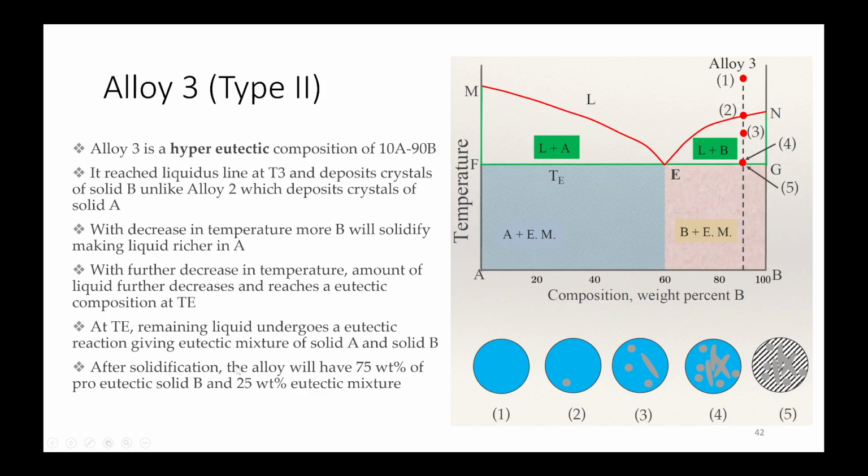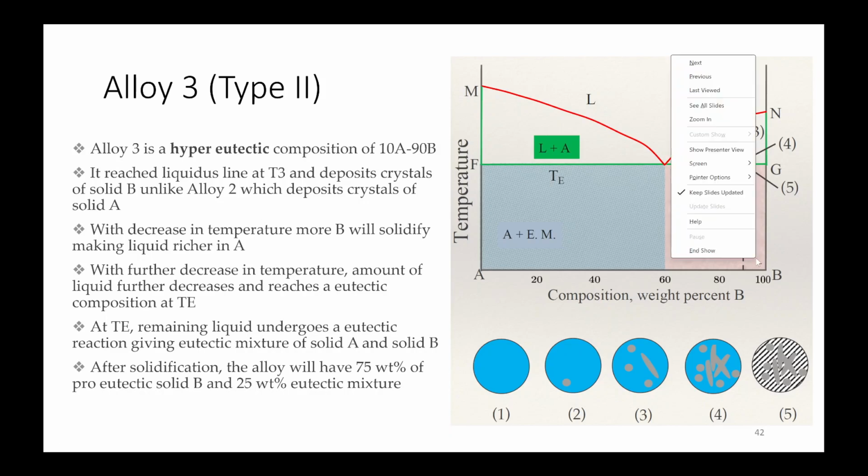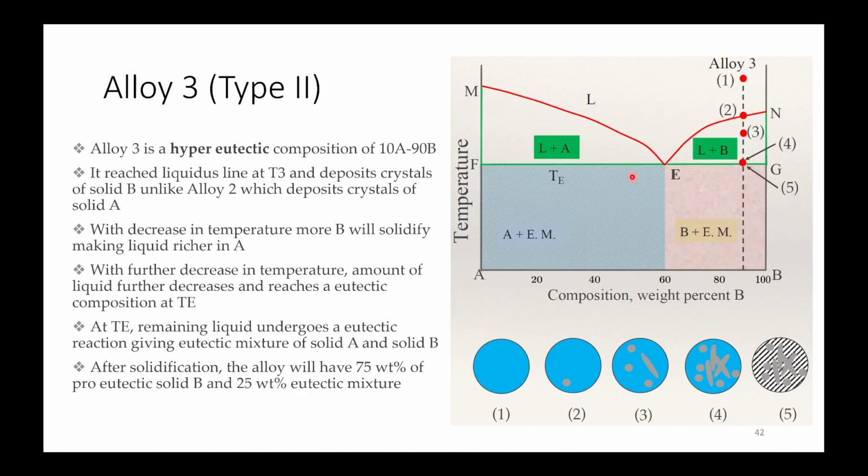So after solidification the alloy will have 75 weight% of pro-eutectic. Now this weight percent you can decide using the lever rule from here. To find how much percent eutectic is there, you can use this portion divided by this entire line, and that will be your percentage of eutectic. Okay, so you can find out it will be 75 weight% of pro-eutectic solid B and 25 weight% of eutectic mixture.